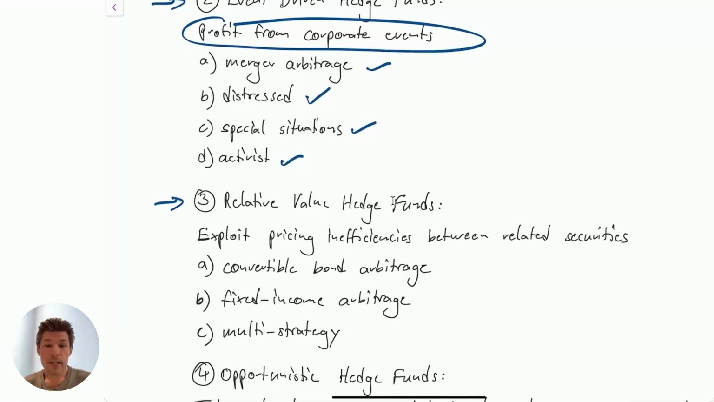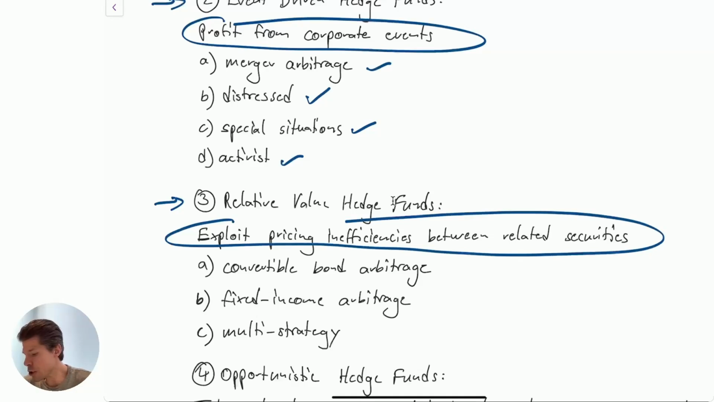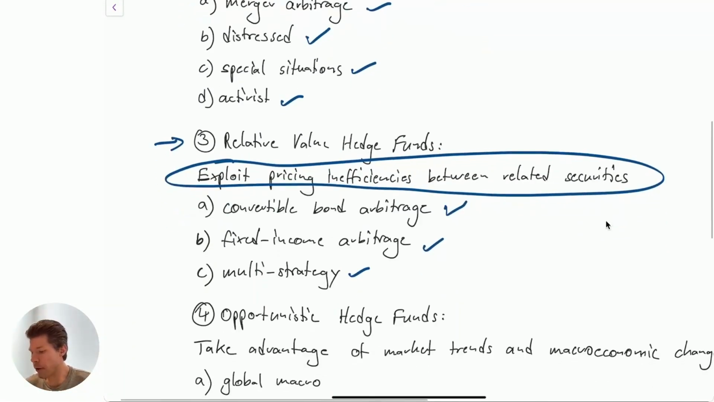Then the third category is called relative value hedge funds. Here, the main idea is to exploit price inefficiency. As you know, the market is not fully efficient, so exploit pricing inefficiencies between related securities. We talk about convertible bond arbitrage, trading bonds convertible into stocks, taking advantage of price mismatches, or fixed income arbitrage, again exploiting mispricing in bond markets, selling and buying at different timings, and then multi-strategy, combining different relative value strategies. So it's all about looking at inefficiency in the market and seeing which kind of instruments we can buy and sell at different points in time to make a return.